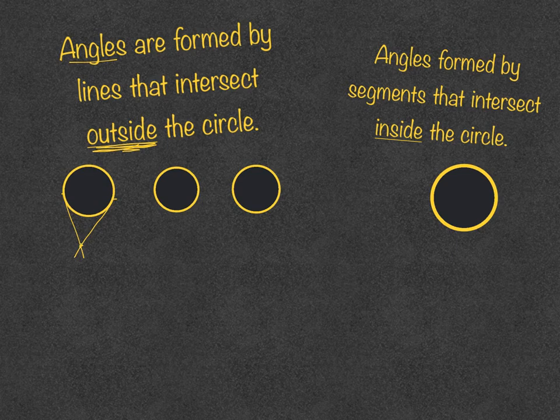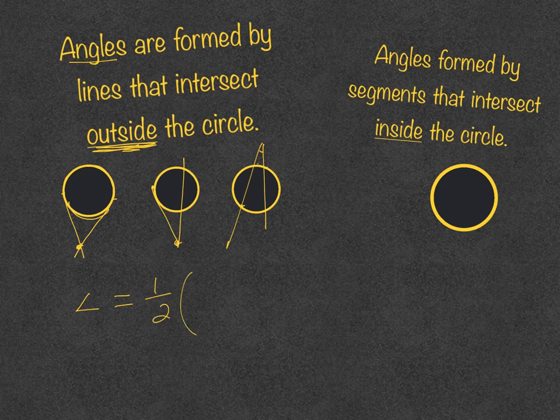and they intersect outside the circle and they form two arcs, a big arc and a small arc. We have another situation when we have a tangent line and a secant line that form an angle with its vertex outside of the circle, and when two secants form an angle outside the circle. They also have intercepted arcs. So there's three pieces of information, but our angle is going to be equal to half of the big arc minus the small arc.